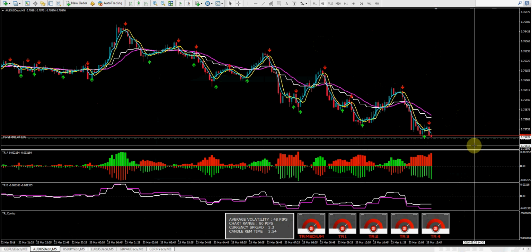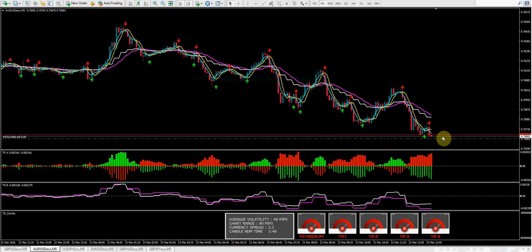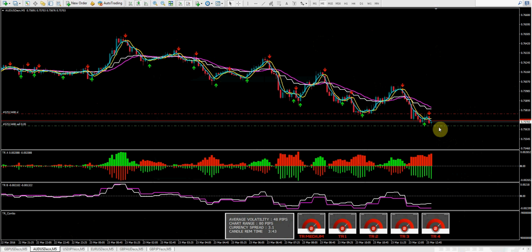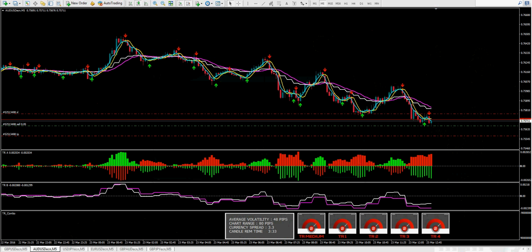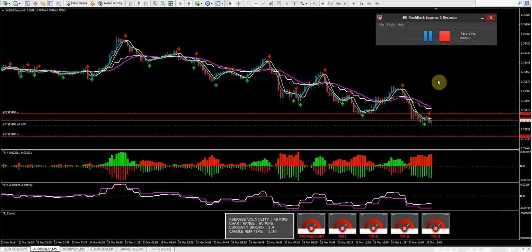I think it's potentially possible that it might go ahead and push down from here. All right, I'm going to go ahead and pause it and I'll come back to you guys. Actually, let me go ahead and place these lines here. All right, now I'll be back.